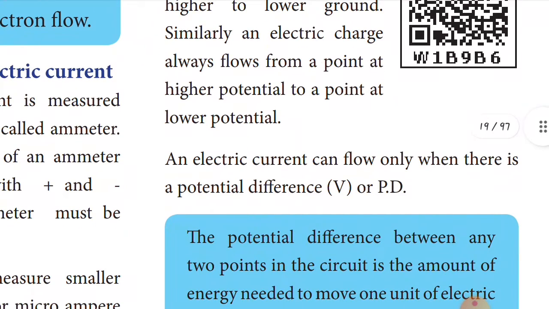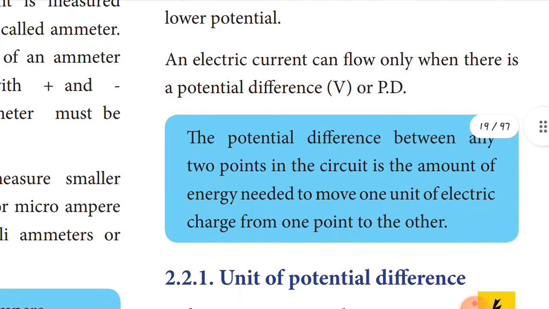In the same manner, electric current can flow only when there is a potential difference. That is called V. V means potential difference, or otherwise PD. PD means potential difference. See the blue box, children: the potential difference between any 2 points in the circuit is the amount of energy needed to move one unit of electric charge from one point to another.